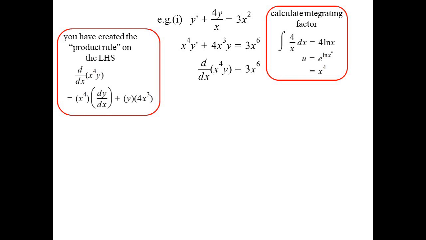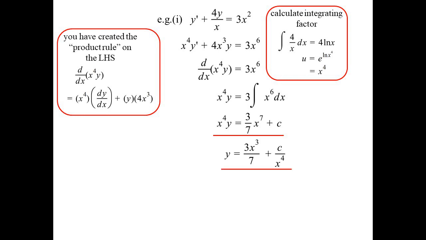So let's call it that. It's the derivative of x to the power of 4 times y. So I will now integrate both sides with respect to x. Well, integrate the derivative, it just comes back to the original function. So the left-hand side is x to the power of 4 times y. And on the right-hand side, we're saying 3 times the integral of x to the power of 6, add 1 to the power over the power, plus a constant. But if you do want to make y the subject, well, clearly all you've got to do is divide by x to the power of 4.